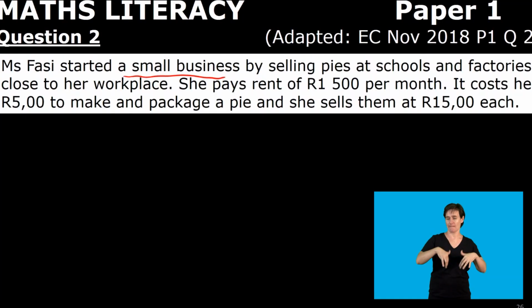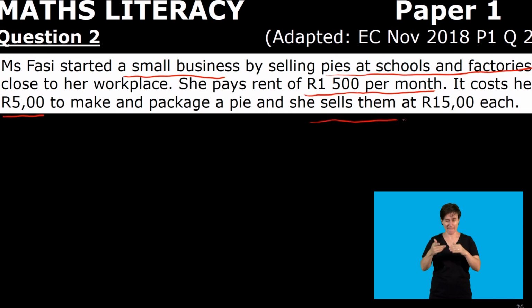Miss Fassie started a small business by selling pies at schools and factories close to her workplace. She rents 1,500 Rand per month. It costs her 5 Rand to make and package a pie, and she sells them at 15 Rand. So now we know it's a small business.